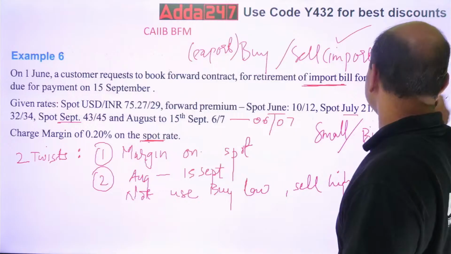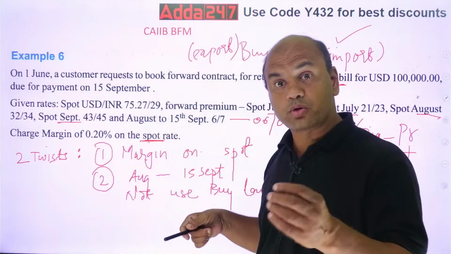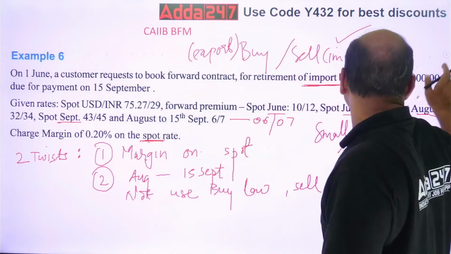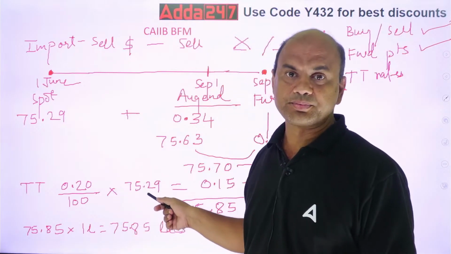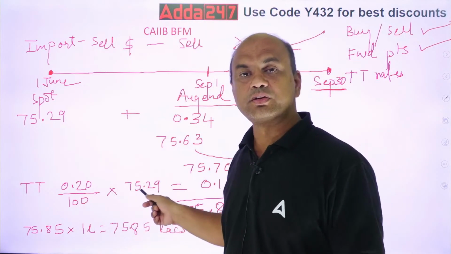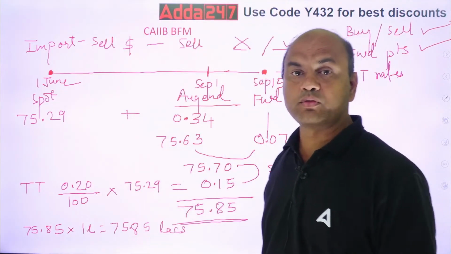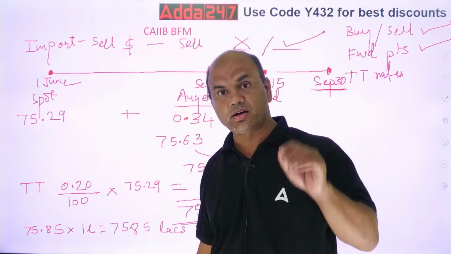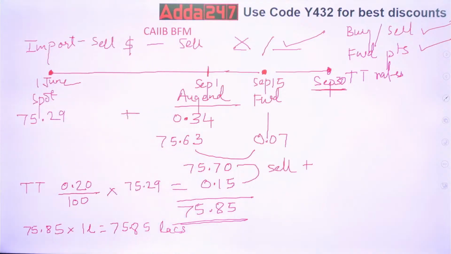20% is a huge amount. So 0.2%, so 0.2 divided by 100. So 0.2 upon 100 into 75.29. Multiply this, and you will get 0.15. Everyone try this. Everyone must know how to solve it. All of you should try this.